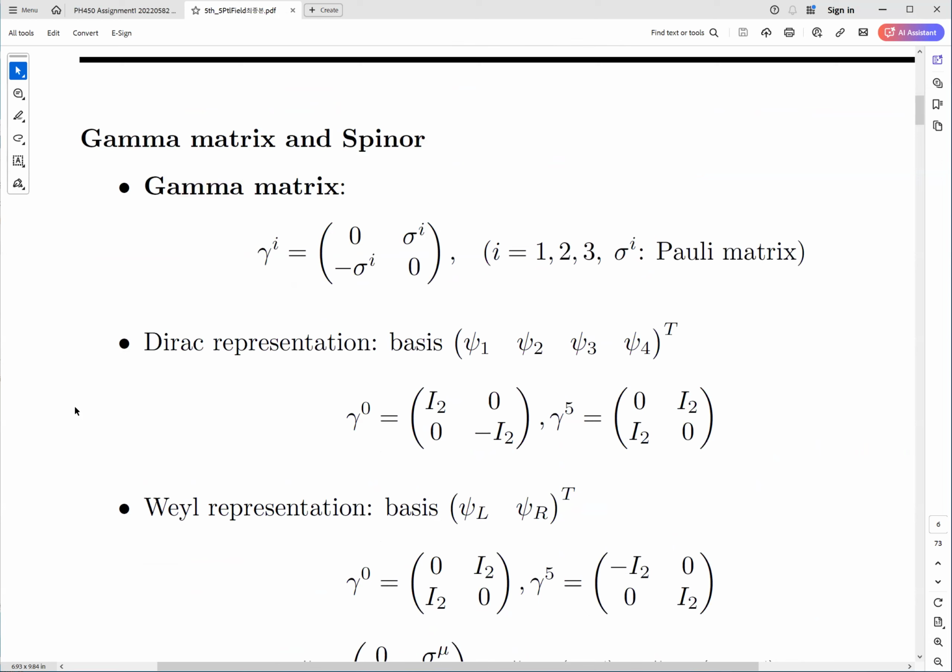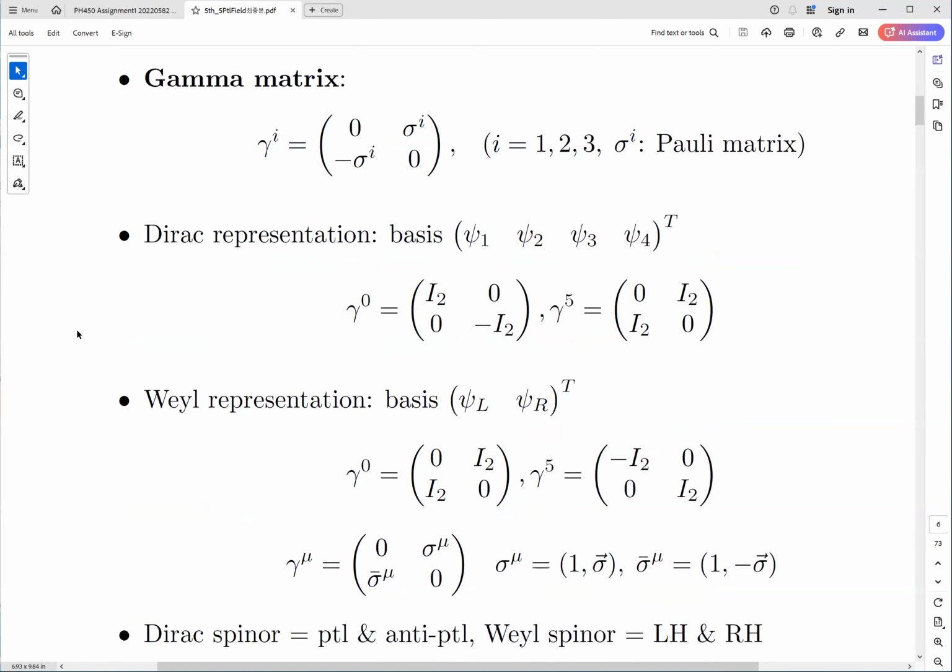The gamma matrix is a 4x4 matrix which consists of the Pauli matrices. In the off-diagonal terms, there are the Pauli matrices sigma i and minus sigma i, for i equal to 1 to 3 as a spatial index. For the temporal index, gamma zero, in the Dirac representation, is given by the identity matrix in the diagonal terms. And there is one more additional matrix, gamma 5, which gives the chirality. In the Dirac representation, the off-diagonal terms are given by the identity matrix.